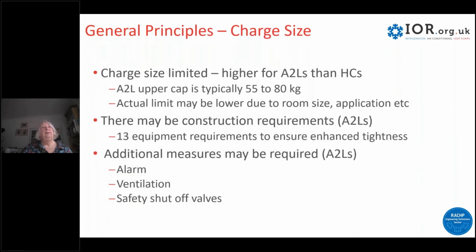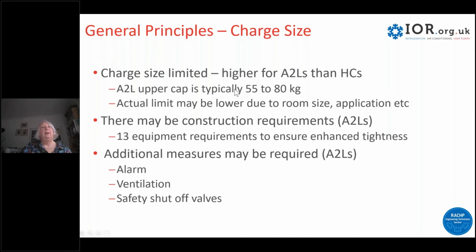In general, what we do with flammable systems, or what the standards do, is we limit charge size. Now that charge size is higher for A2L refrigerants than it is for hydrocarbons, just to reflect the different degrees of flammability. So a typical upper cap for an A2L system in a supermarket, for example, would be somewhere between 55 and 80 kilograms, depending on the lower flammability level of the refrigerant. For hydrocarbons, for example, the upper cap in a typical supermarket shop floor would be about 1.5 kilograms. So there is obviously quite a difference there. The actual limit could well be lower than that, though, because of room size and the actual application.